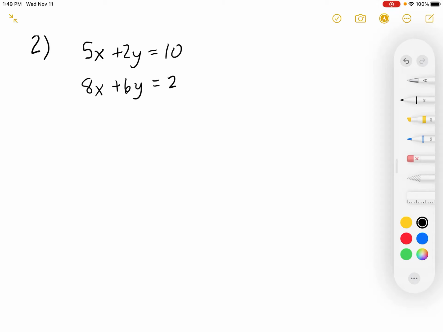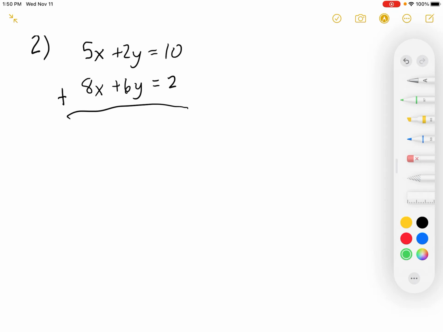So sometimes with a system of equations, when you add them together, it doesn't get rid of one of the letters right off the bat. Like, for example, this system, I pulled it from number 2 from your homework. If we were to add it as is, we would get 13x plus 8y equals 12, which isn't particularly helpful. It doesn't get us towards where we want to be.